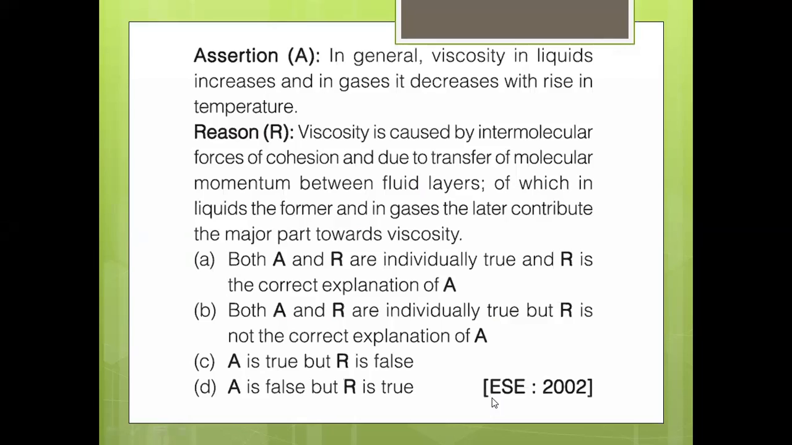First of all, read the assertion and reason. What is the assertion first? In general, viscosity in the liquids increases and in gases it decreases with rise in temperature. Viscosity in the liquids increases with rise in temperature, whether it is correct or not. So you can write there whether the assertion is correct or not. A and R, you can write in short A and R. So if the A is correct, you can write a tick mark there.